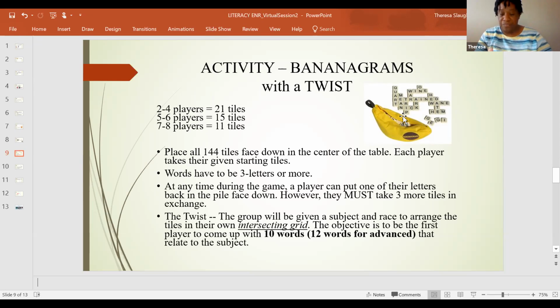So if you're able to participate and you have your 11 tiles in front of you, the subject is going to be winter. Using the tiles or the Bananagrams, you're going to come up with 10 words that deal with winter. If you do not have access to the tiles, I am going to give you a word, and then you're going to come up with 10 words in the same subject. Our subject is winter. The word is snow fight. So you're going to write down snow fight, and then come up with 10 words that relate to winter. Go ahead and go.